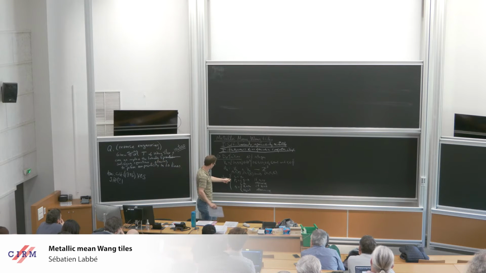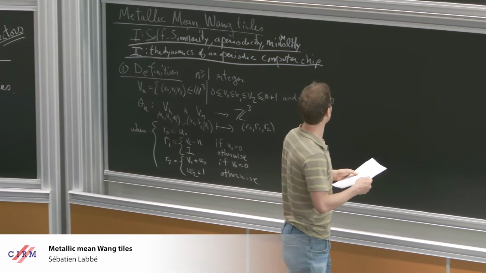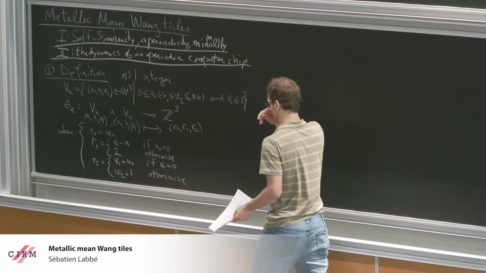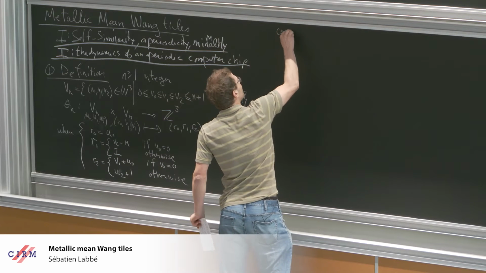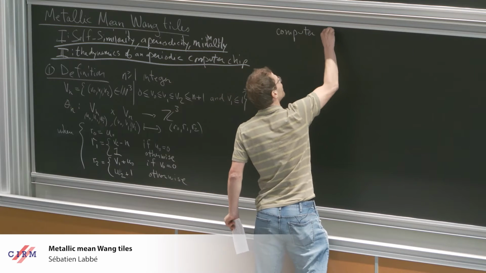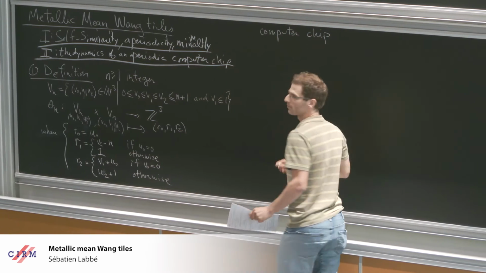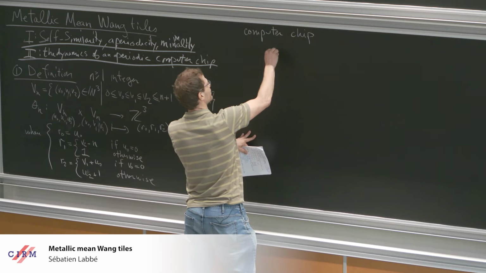But sometimes it's subtracting minus n, right? So subtracting. So this map theta n, we will use it to construct what I call a computer chip. So what is a computer chip?